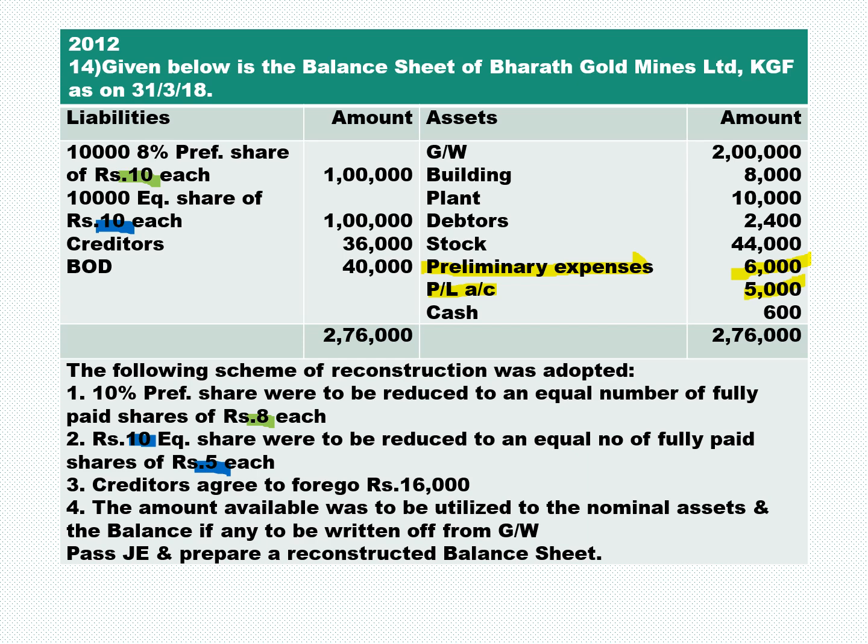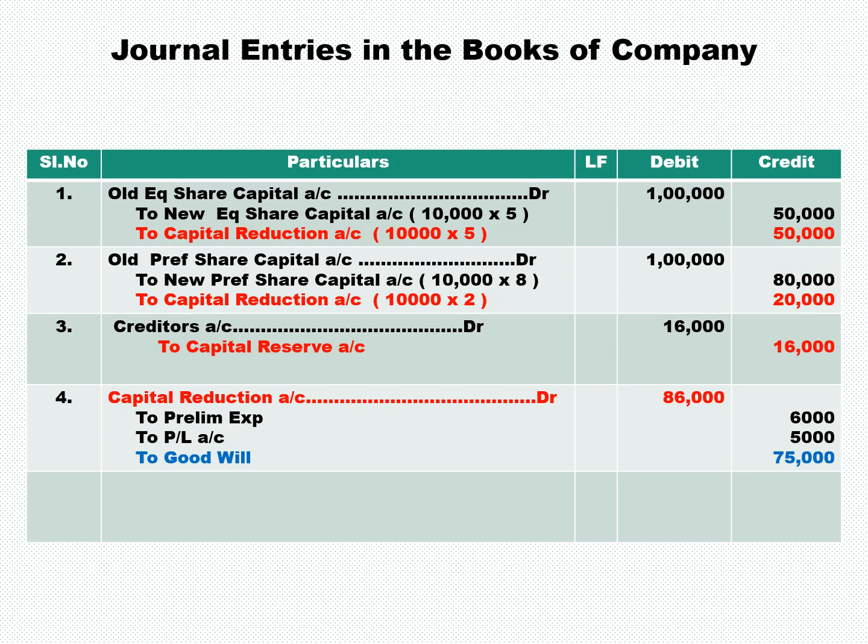Pass journal entry and prepare the reconstructed balance sheet. So we have old equity share capital account debit 1 lakh to new equity share capital, 10,000 into 5, 50,000. Capital reduction will be 10,000 into 5, 50,000. Old preference share capital account debit 1 lakh to new preference share capital account, 10,000 into 8, we get 80,000. To capital reduction is 2 rupees, 10,000 into 2, we get 20,000.